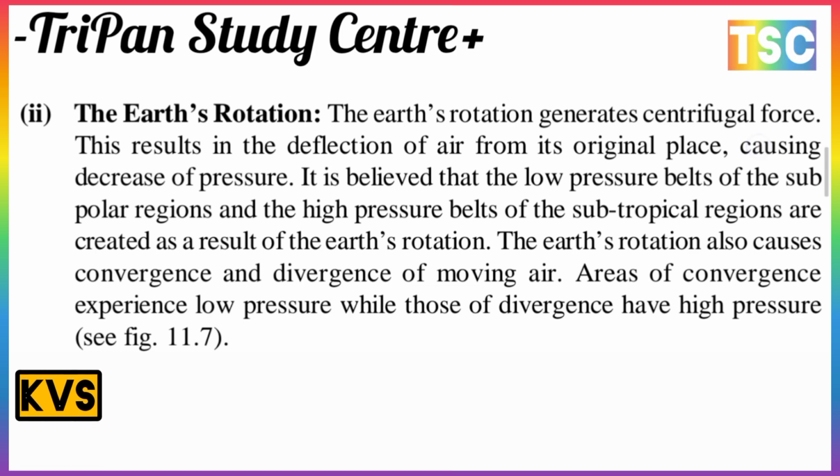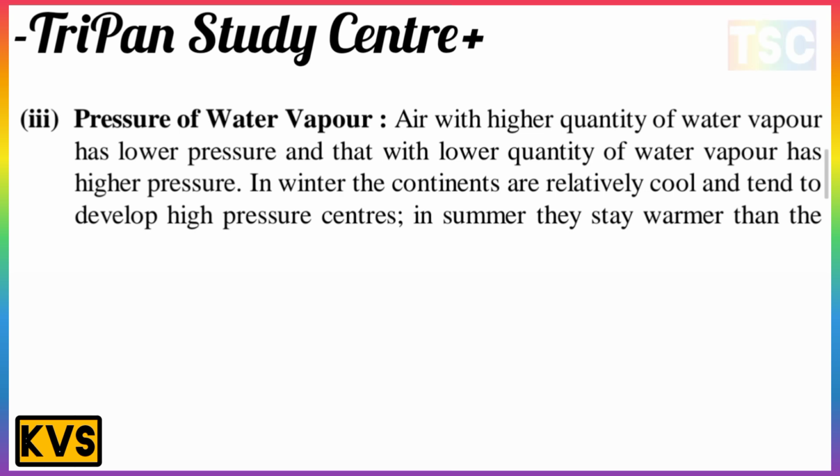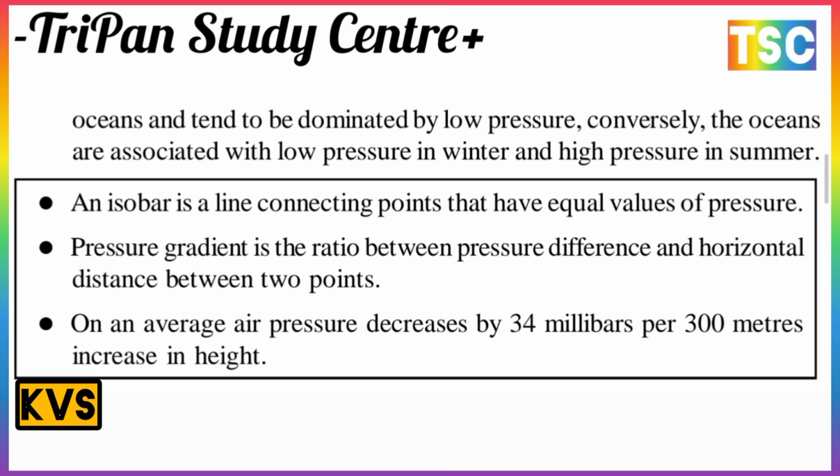This is important here. The next point is the presence of water vapor. Air with a higher quantity of water vapor has a lower pressure, and air with a lower quantity of water vapor has a higher pressure. In winter, the continents are relatively cool and tend to be dominated by high pressure centers. In summer, they stay warmer than the ocean and tend to be dominated by low pressure, and conversely the oceans are associated with low pressure in winter and high pressure in summer.